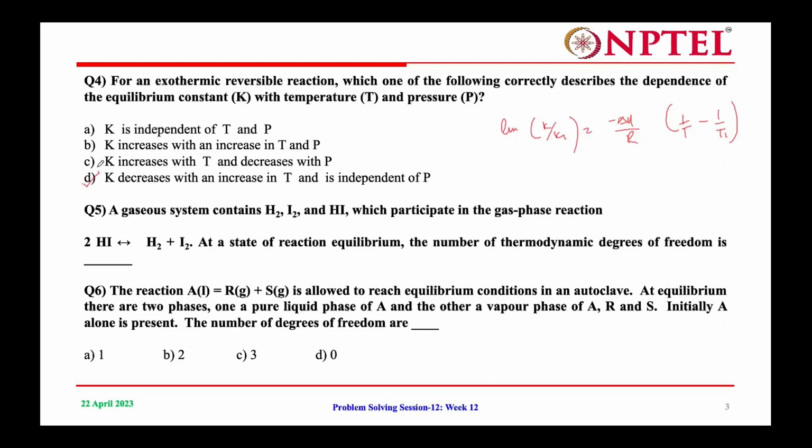Has everyone got it clear? If anybody didn't get it clear, please ask.